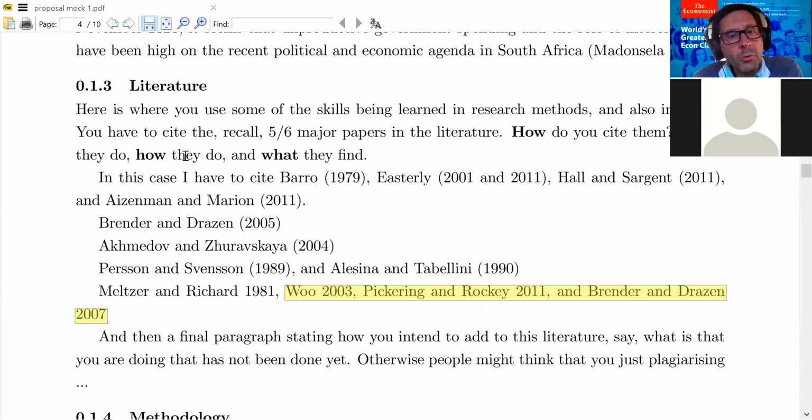Okay. So what you are going to do here is you start by saying that this subject follows the line of an important and influential body of literature, which is illustrated by Barro, 1979, and he does this and he does it like that, and he finds this, and Easterly the same, and Hall and Sargent the same. I'm going to show you my own paper later on so that you can see exactly how it goes.